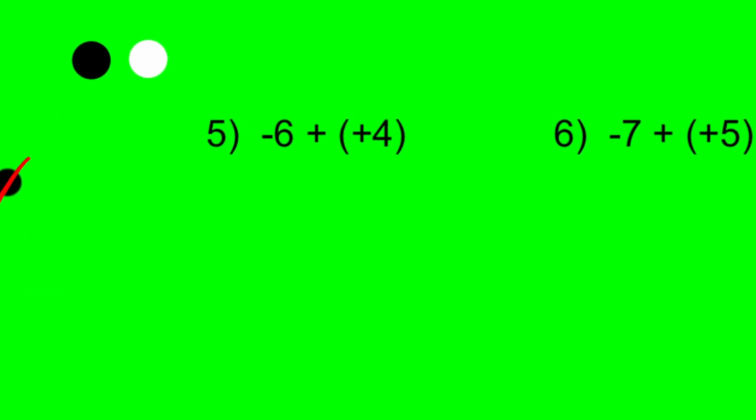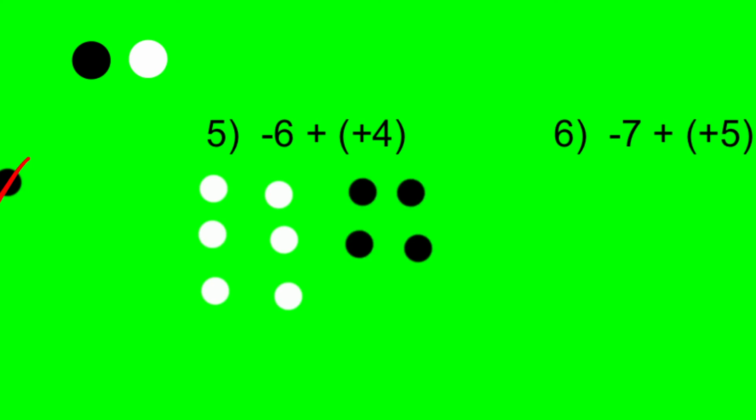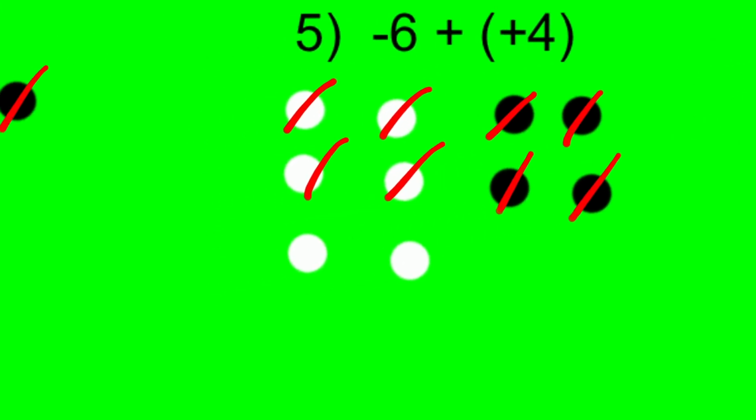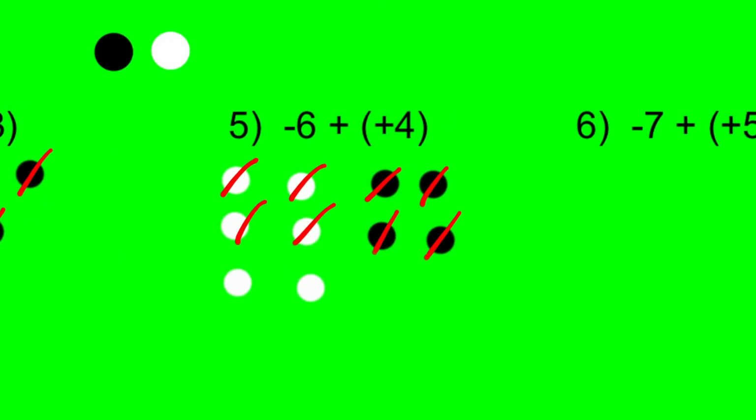Okay, negative 6 combined with positive 4. Well, let's model this out. So here's 6 negatives. Here's 4 positives. Every time I have a positive and a negative, they cancel and make a 0 pair. And this time I'm left with 2 lonely unshaded ones, which we will call negative 2.